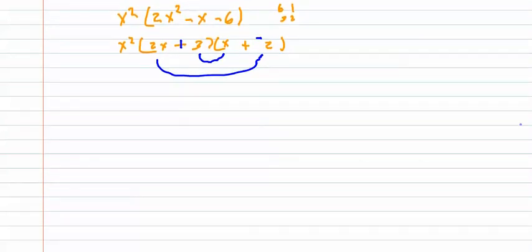All right, one last example. 6x cubed plus 21x squared minus 12x. And we look for the greatest common factor. 6, 21, and 12. 3 goes into it. I look at my variables, x cubed, x to the second, x. 3x is my greatest common factor.